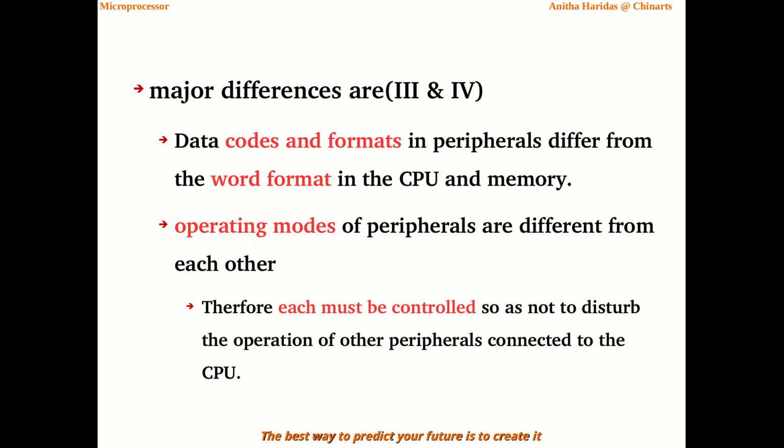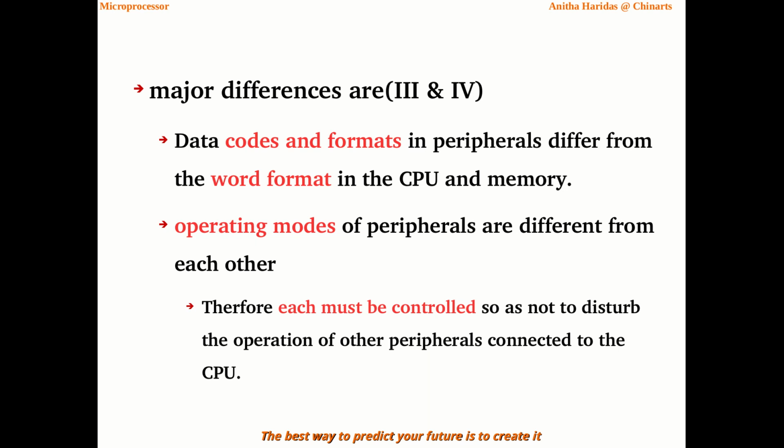And the key press is going to be an analog signal. So obviously this signal has to be converted and put in a particular format. Only then can it be sent to the processor. So the data code and the data format between the peripheral and the processor and memory will be completely different. So this is the third reason why I need the interface.